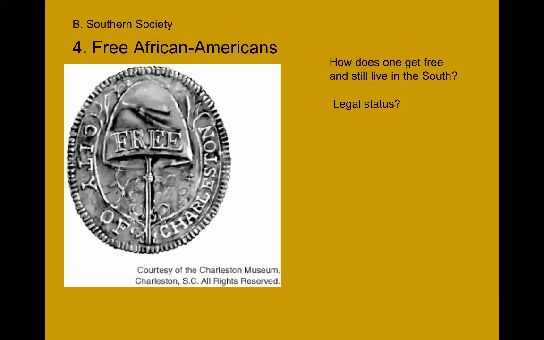So why would you stay? Why wouldn't you go north? Why wouldn't you leave for Canada? Well, because they have friends and family that are still enslaved, and they don't want to go so far away that they won't be able to see them. And so this is a very difficult choice for African Americans. Do I stay and risk being returned to slavery, or do I leave and never see my friends and family again?